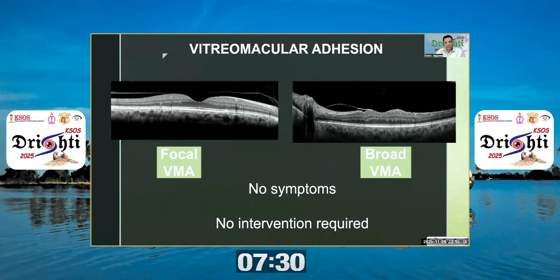Vitreomacular adhesion is of two types, focal as well as broad. In such cases, you can see on this OCT scan the posterior hyaloid just touches onto the macular surface. It's a focal vitreomacular adhesion, and if you have a broad-based adhesion, it's a broad adhesion around more than 1500 microns of the area. Here the patient usually doesn't have any symptoms and usually comes with good vision or for a routine examination. So no intervention is required, and you just need to ask the patient to follow up.